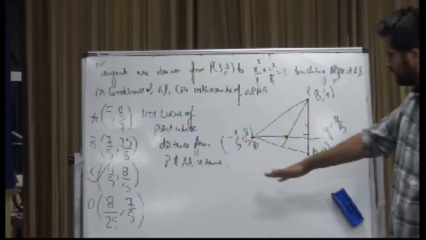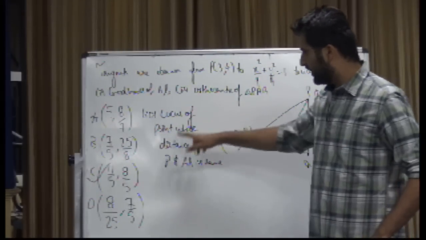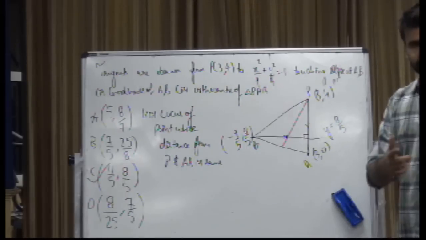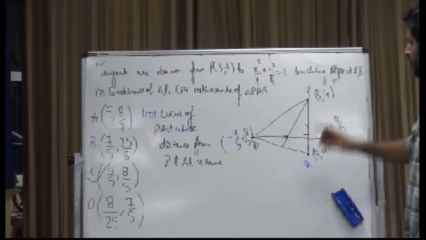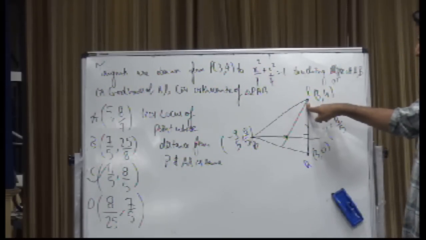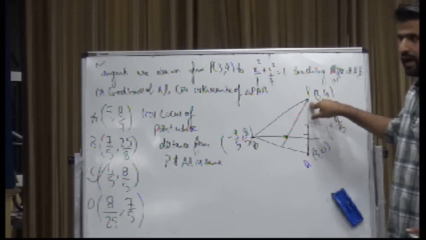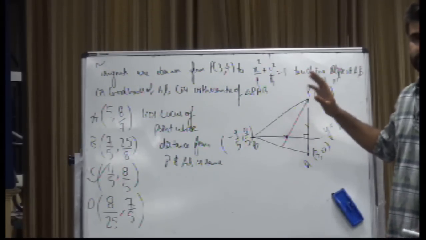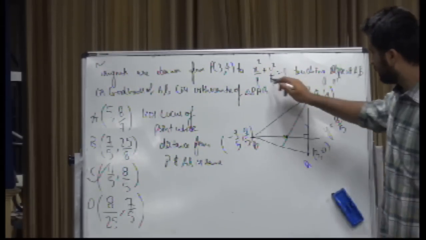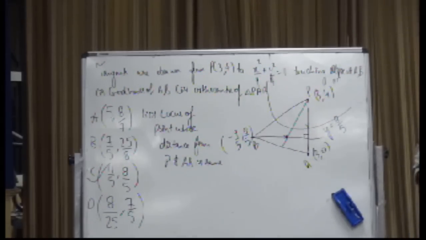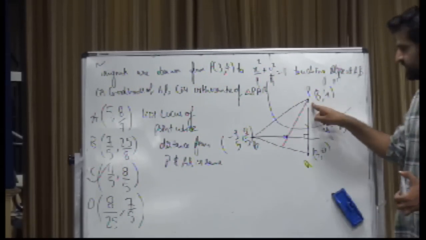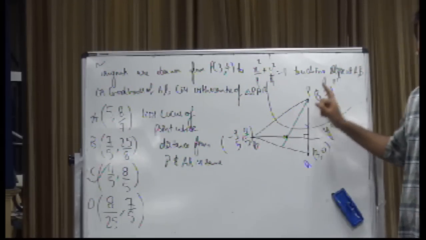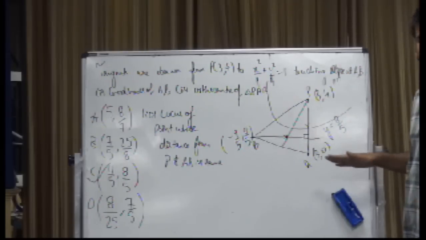So this is the third part: locus of a point whose distance from P and AB is the same. That will be a parabola, right? Very good. Now see, if the distances of a point from a fixed point and a fixed line are equal, then the locus is a parabola, and the parabola will go something like this. Since its distance from this point is equal to the distance from this line, this point is known as the focus, and this line is the directrix.